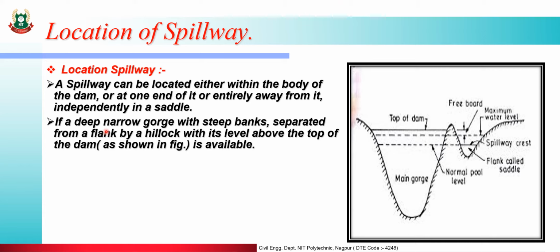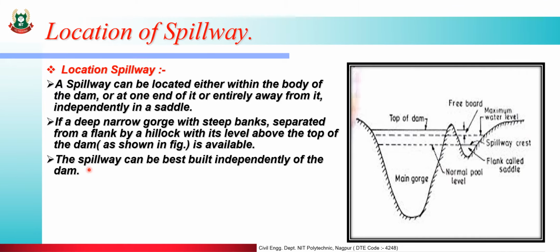If a deep narrow gorge with steep banks, separated from a flank by a hillock with its level above the top of the dam, as shown in the figure, is available, the spillway can be best built independently of the dam.